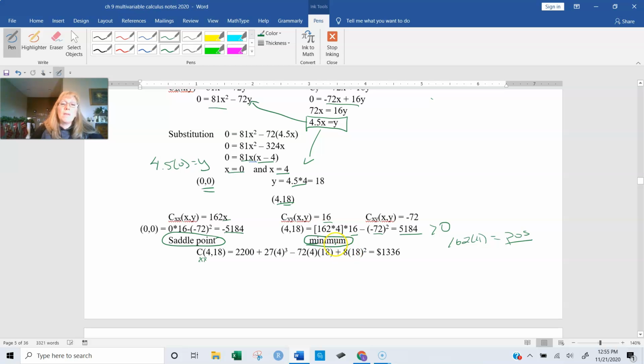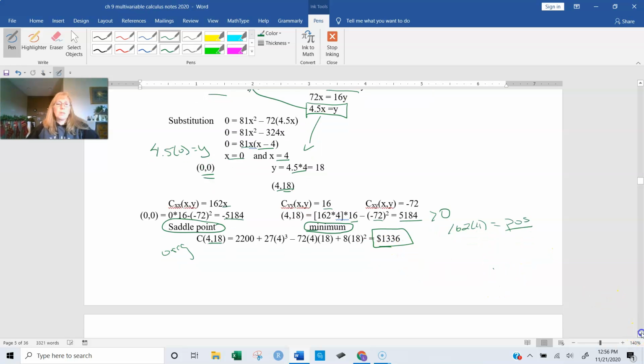If I want to know my min value, I will plug the 4, 18 in, because 0, 0 is a saddle point, not a min. Plug it into our original. This should not have said double x, I'm sorry. Plug it into our original, and here is our minimum cost, $1,336. All steps done.